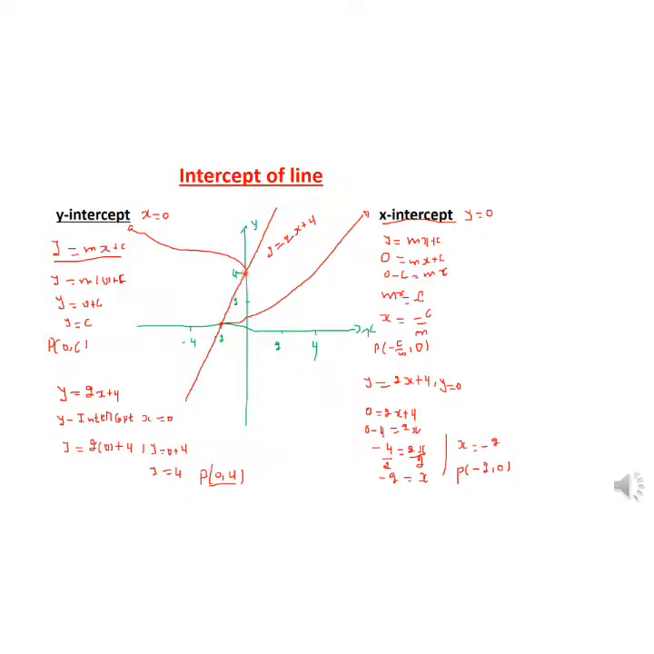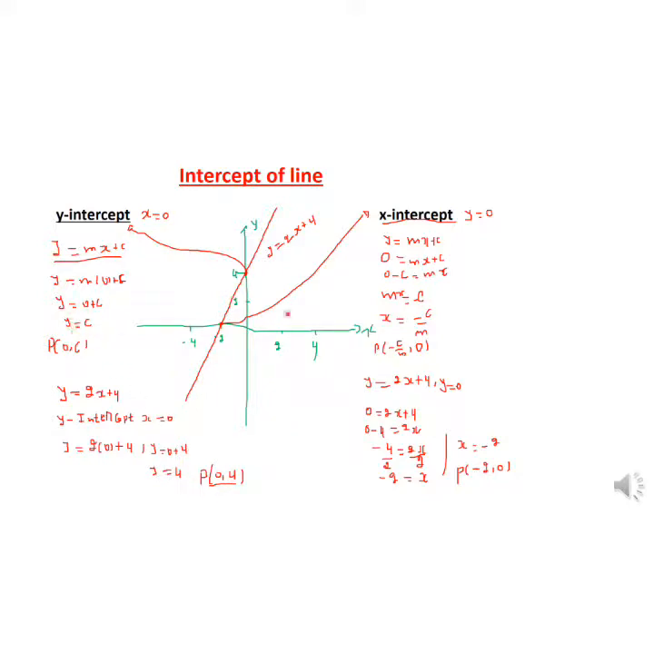So now, the essential thing you have to know here is how to calculate the intercepts of a line. First of all, you have to calculate the Y intercept where X is equal to 0. It means that if X is equal to 0, you get Y, which is equal to C.